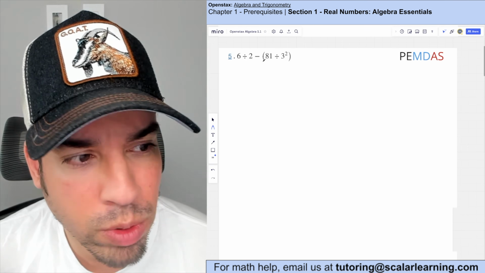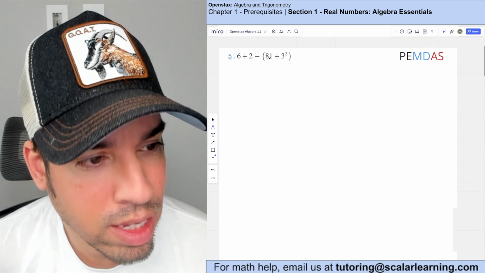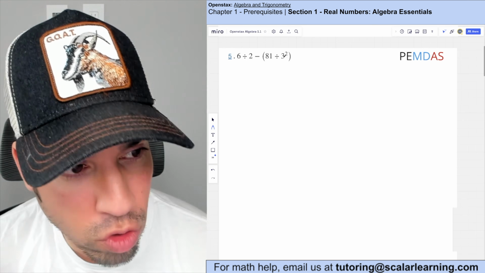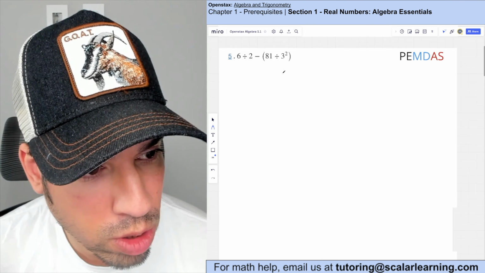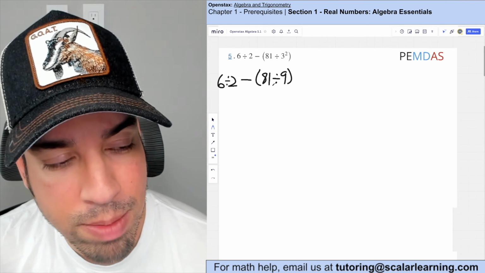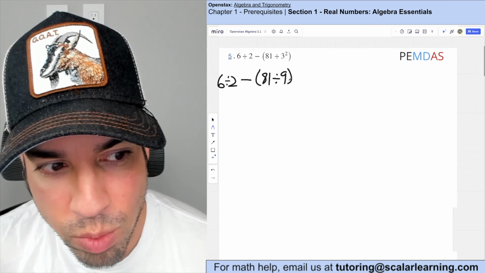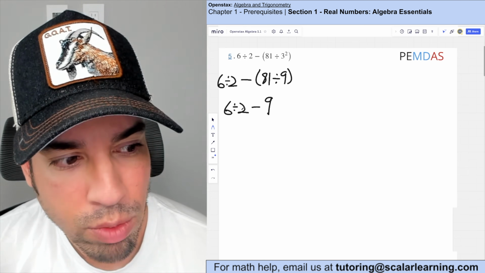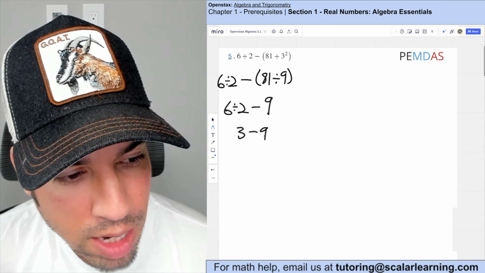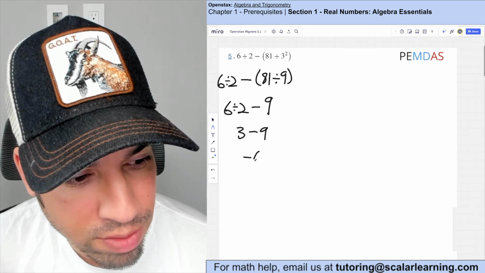So here we're going to start with the parentheses, of course, but within the parentheses, there are operations. There's division and exponents. So exponents trumps division. So we got 3 squared, which is 9. And you see I've now rewritten the rest of the problem. So then we're going to keep going with parentheses. Now I'm going to do 81 divided by 9, which is 9. Now we've got division and subtraction. Division first, 6 divided by 2 is 3 minus 9, which gives us -6.